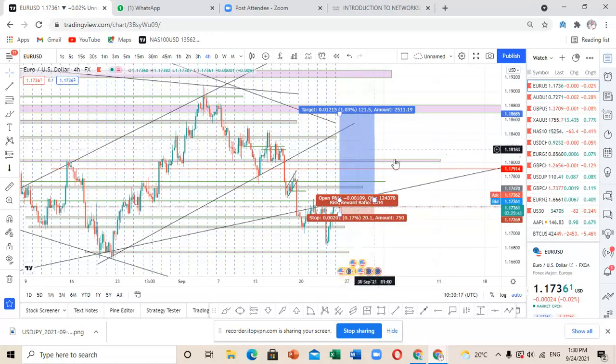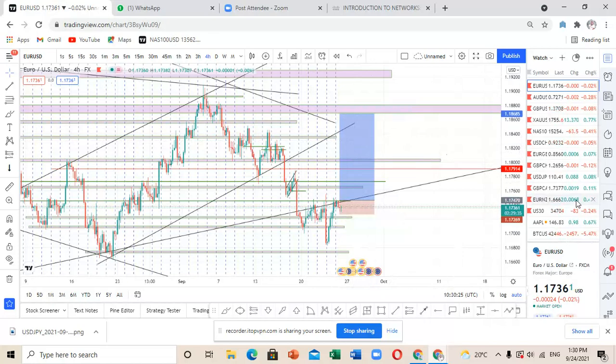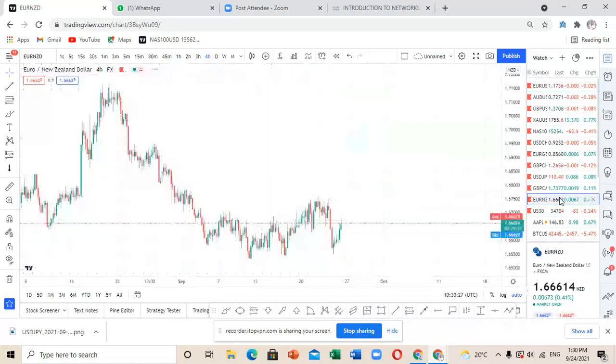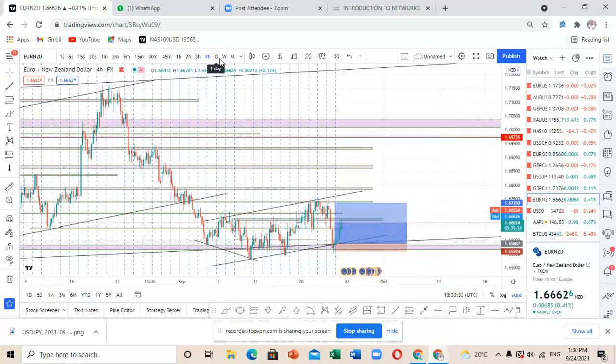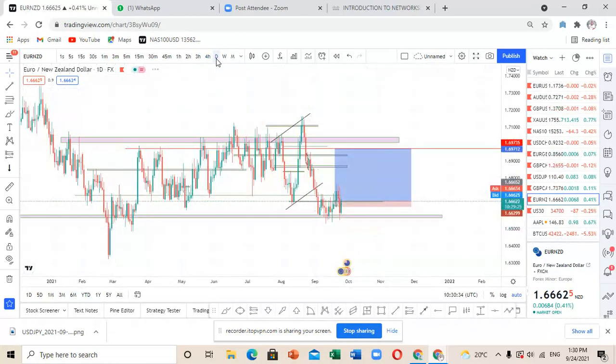risking a total of 200 pips for a total reward of I think 1200 pips, which is also good. Now moving on to the Euro NZD. The Euro NZD has been a very perfect pair. Trading it has been wonderful.